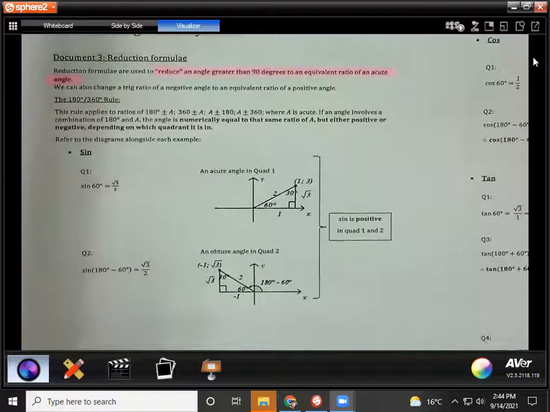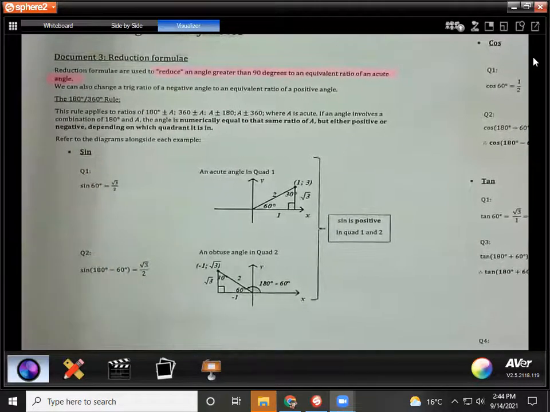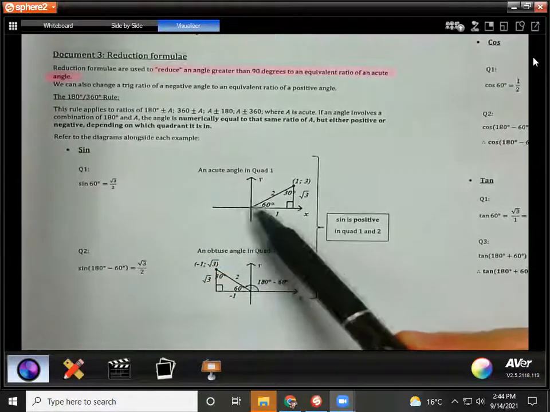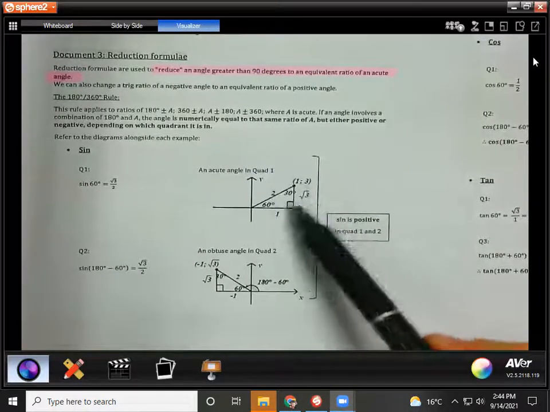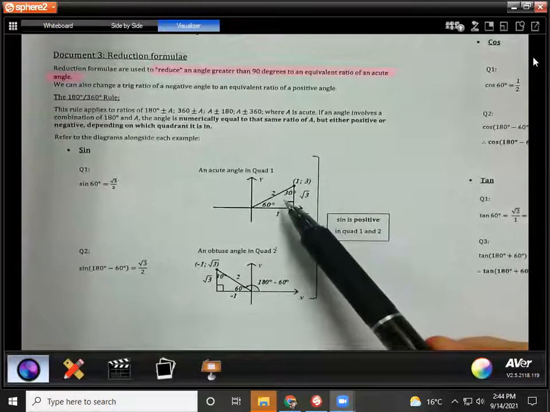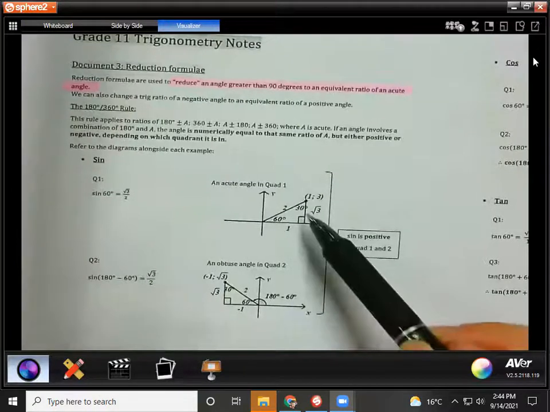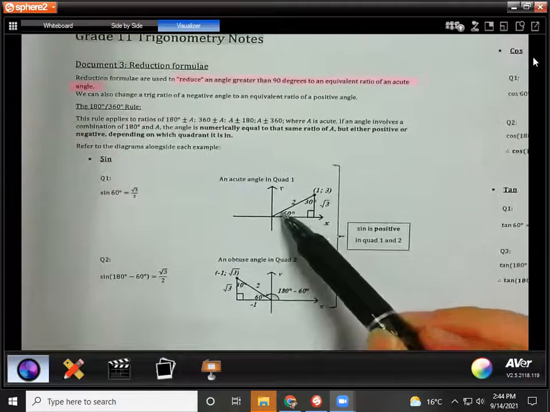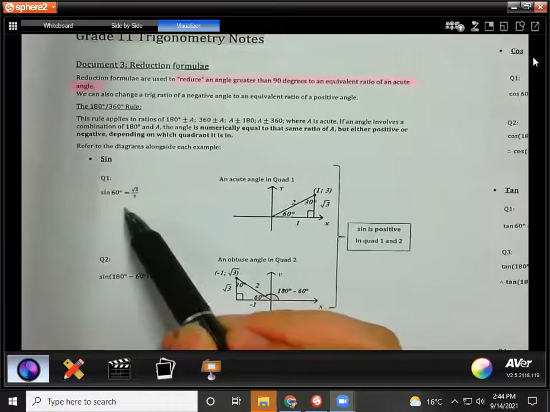Here they're talking about the 180-360 rule. Now we have kind of looked at it already. They're saying refer to the diagrams alongside each example. If we're looking at sine in the first quadrant, they're asking us for sine 60. They've drawn a triangle with a 60-degree angle and a 30-degree angle. It's basically the one that I just drew, they've just swapped the 60 and the 30 around, so that's why it looks a bit different. Guys, if they ask me for sine of 60, you're going to say opposite over hypotenuse. Is that fine? Root 3 over 2.